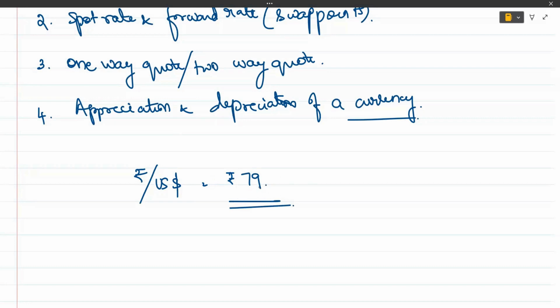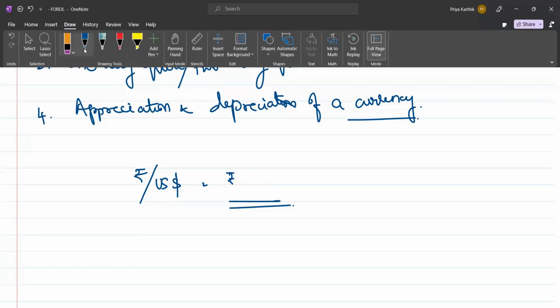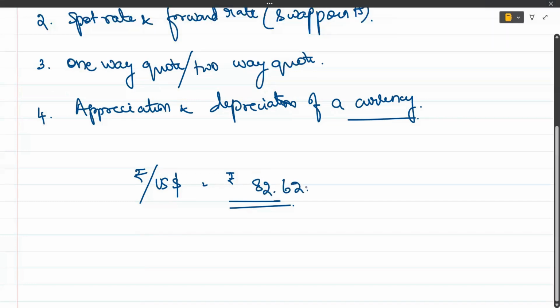So if you Google search for the value of 1 US dollar, I'm just doing the Google search right now to know the value of the US dollar as of today. As of today, it is 82.62. To buy $1, you have to pay rupees 82.62. 82.62 is the rate for 1 US dollar.